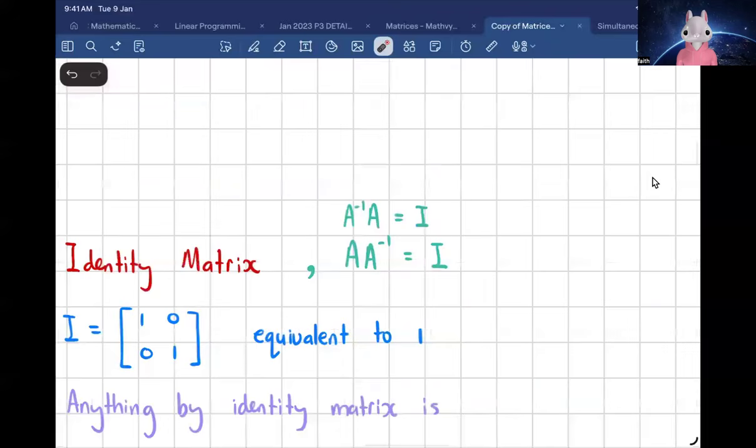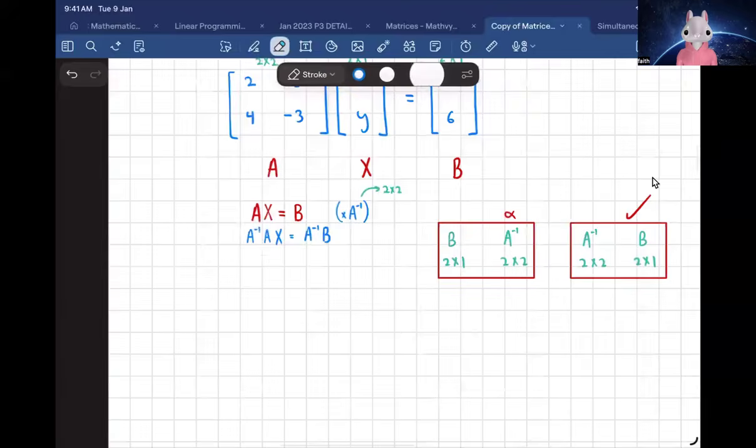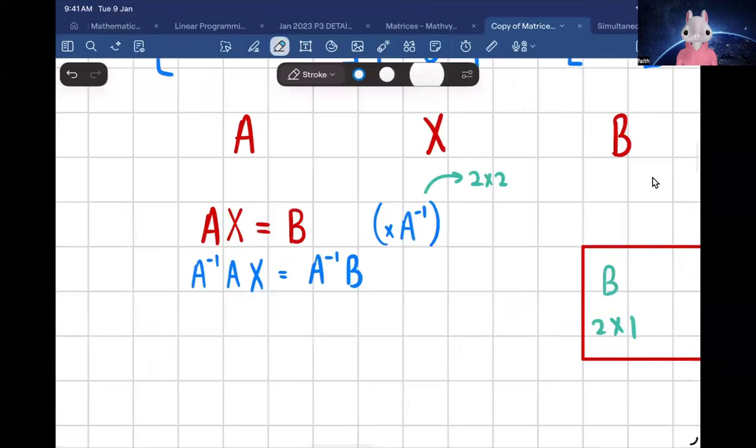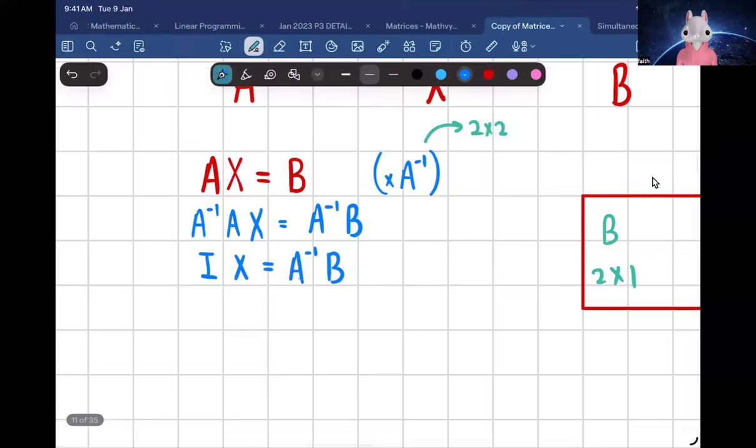Just know that the inverse by the original gives you the identity, and anything by the identity is the same. So when I multiply A inverse by A, that's going to turn into the identity matrix I by X, and that'll be equal to A inverse by B. And anything by I is anything, so you get back X.